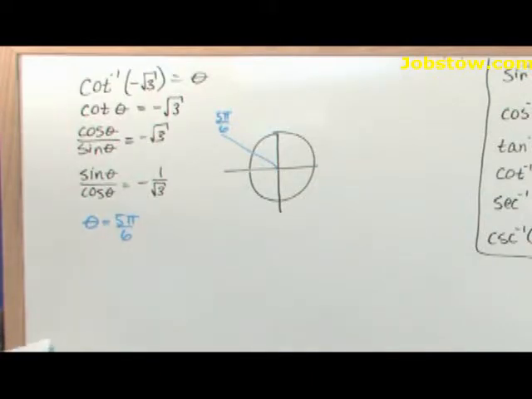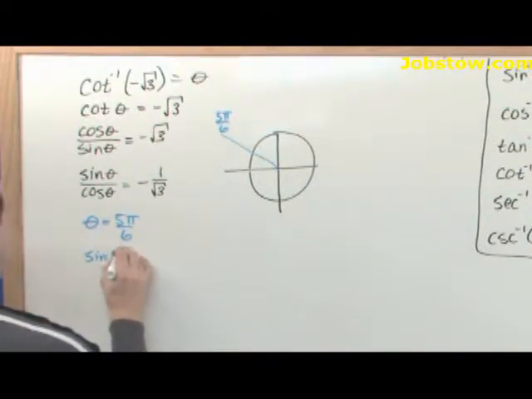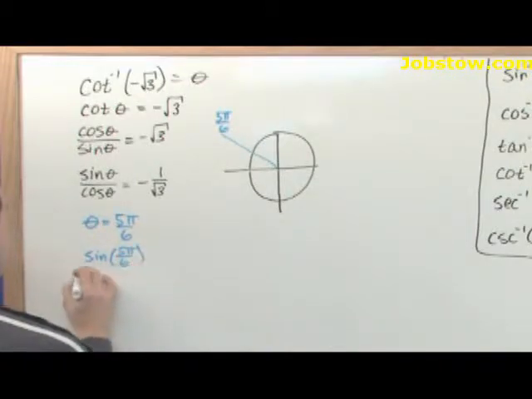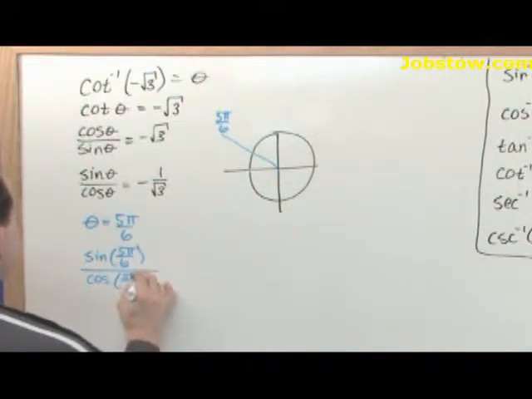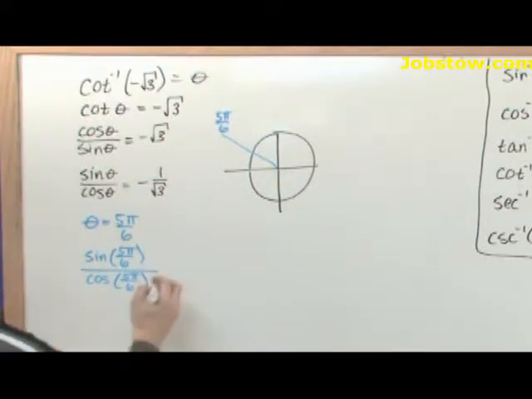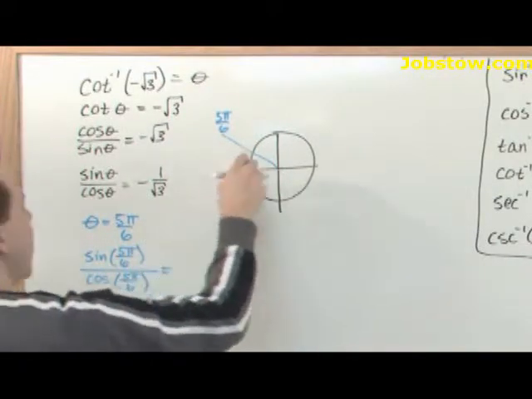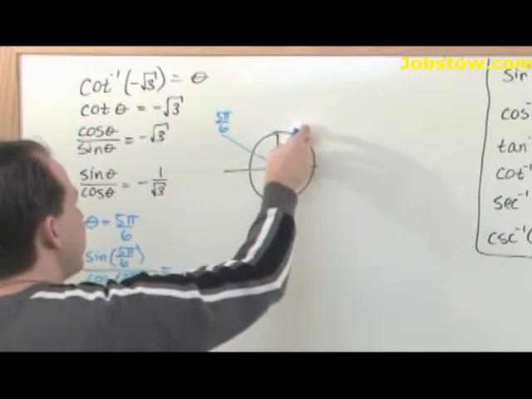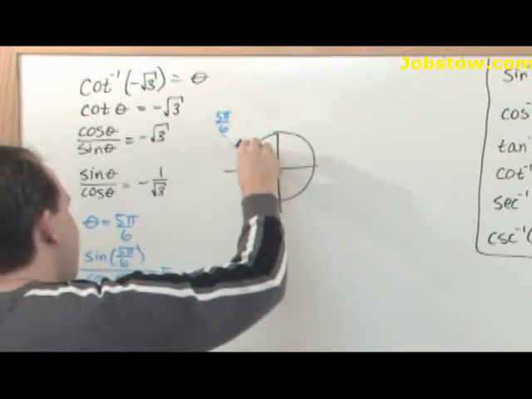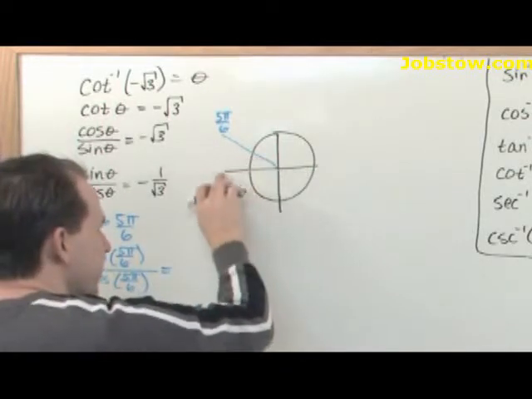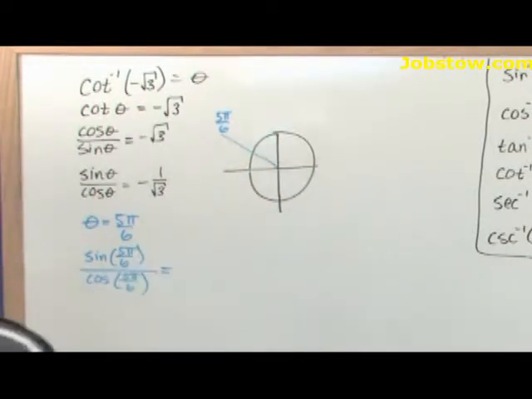So what happens if we do that? We take the sine of 5 pi over 6 over the cosine of 5 pi over 6, okay? And what will that give me? The sine of 5 pi over 6, which is over here, pi over 6, 2 pi over 6, 3 pi over 6, 4 pi over 6, 5 pi over 6, and 6 pi over 6 would be pi, so we know we're on track. So this is 5 pi over 6.